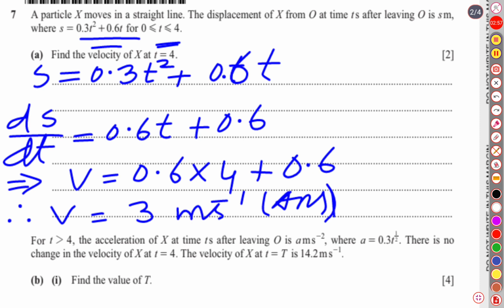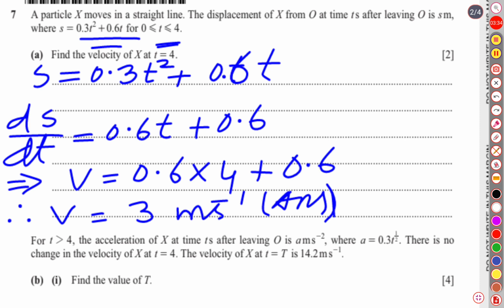And the immediate next question says, for t greater than 4, the acceleration of x at time t seconds after leaving O is a meters per second squared, where a is equal to 0.3 t raised to half. There is no change in the velocity of x at t equal to 4. The velocity of x at t equal to T, uppercase T, is 14.2 meters per second. Find the value of T.